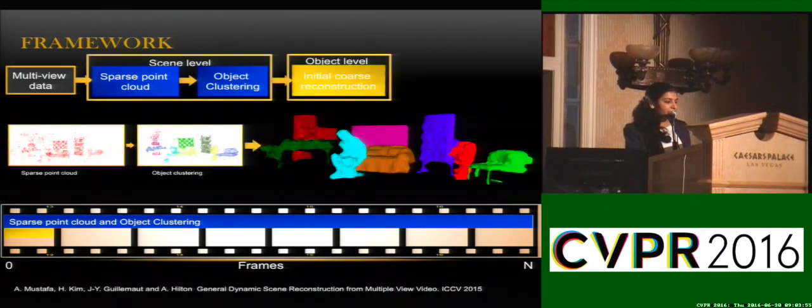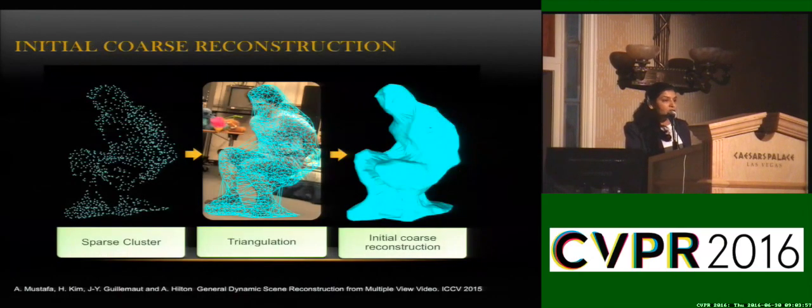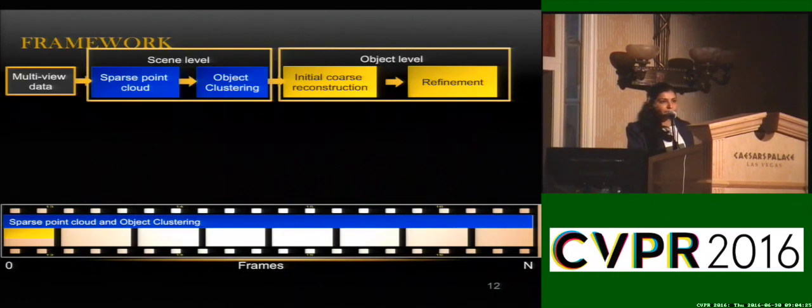shown on the right hand side again. The initial coarse reconstruction. All the points. Delaunay triangulation is performed in one view and is propagated. The Delaunay triangulation is propagated in 3D to object in the scene for the first frame only. The initial coarse reconstruction needs refinement to obtain the.